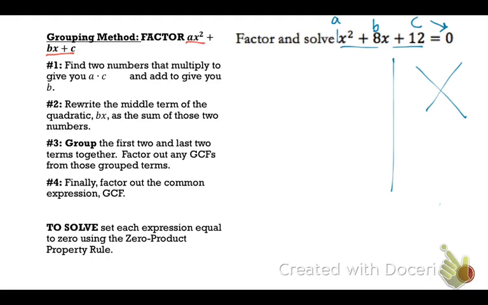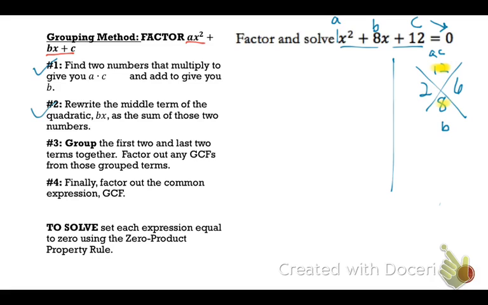So two numbers that multiply to give me a times c. So I'm going to write a times c, 1 times 12 is 12. And that will add together to give me b. So I'm going to put this number below. Nothing magical, just helping me organize. Now I think about two numbers that I'll multiply to give me 12 and add at the same time to give me 8. 1 and 12 doesn't work. Then 2 and 6, yes, 2 and 6. So I've just done step 1.